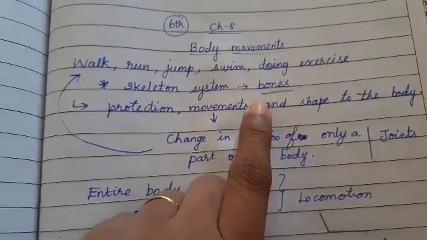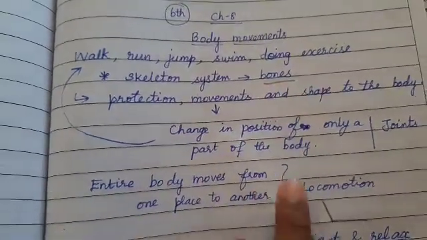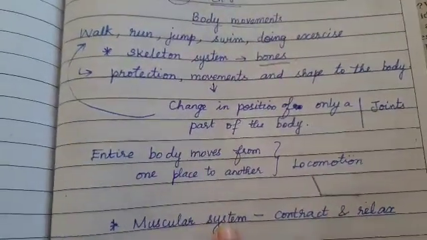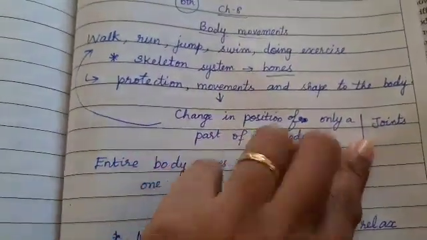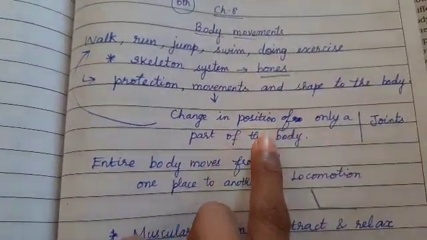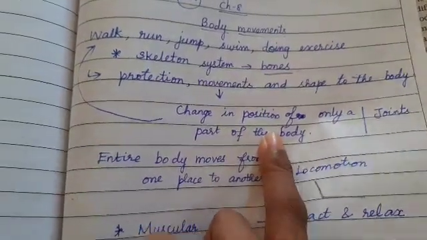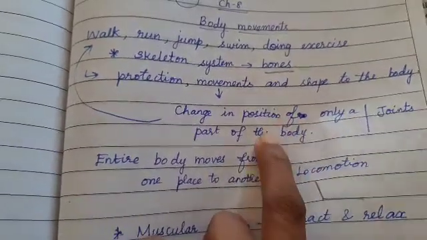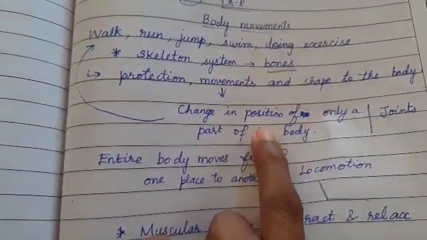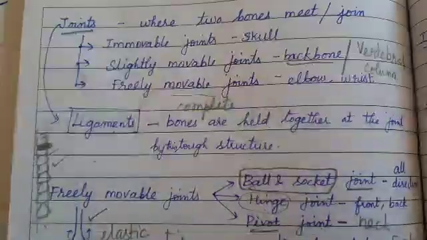So, the human body shows some movements only with the help of the bones and muscles. In the bones, we have the joints, which help to show some changes in the position of the part of the body. Only when the joints help to change the position, the movement is noticed.